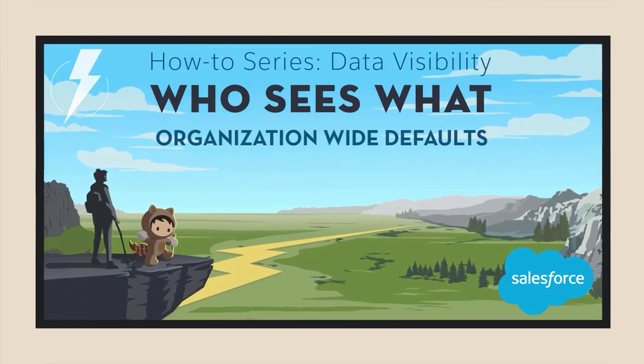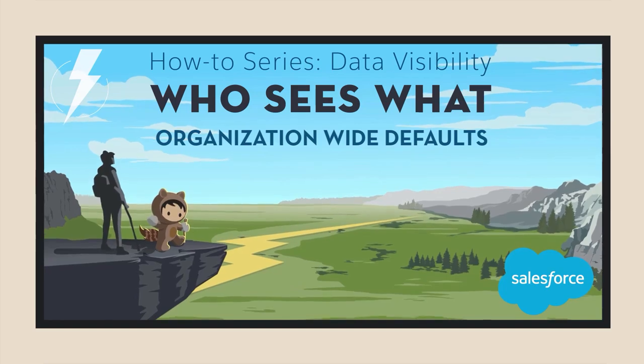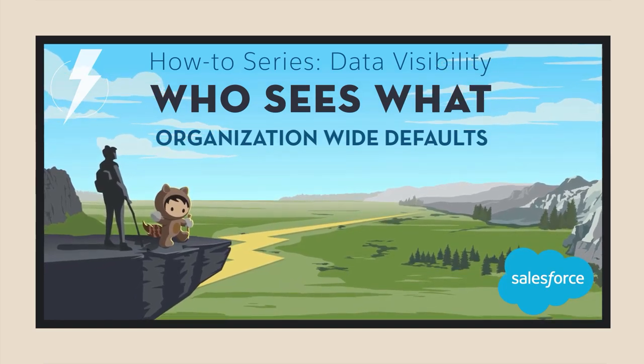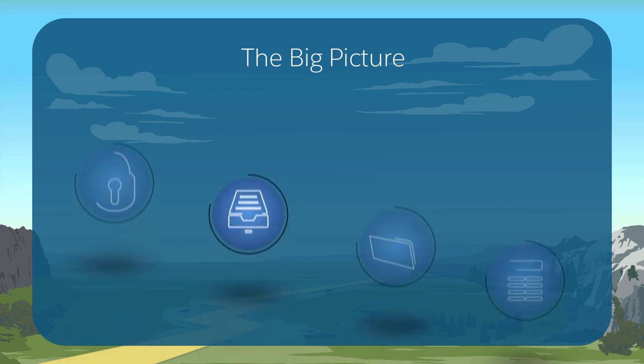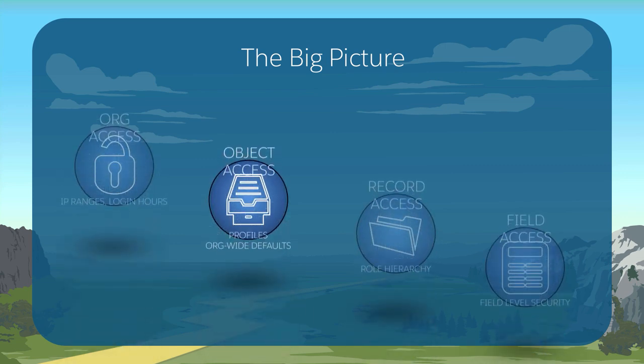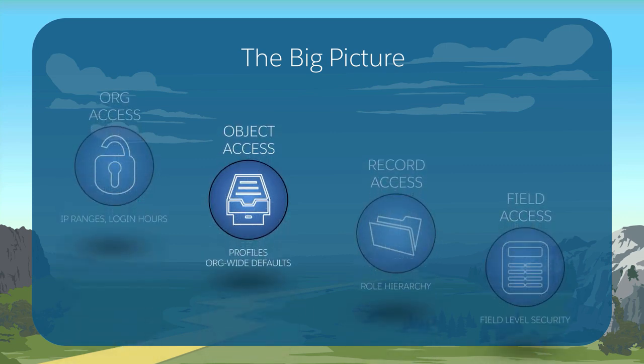Welcome to Organization-Wide Defaults, the fourth in the Who Sees What series. These videos provide the basics on visibility and data access in Salesforce. Now that we've given individuals at AW Computing access to the organization and objects, it's time to think about the baseline level of visibility we want for each object across the entire org.